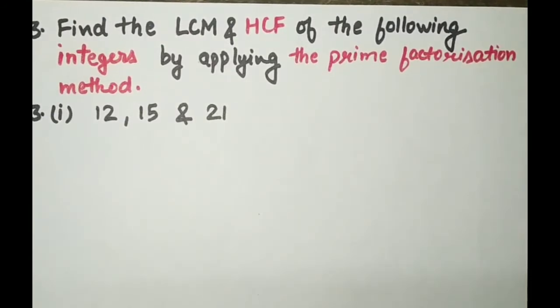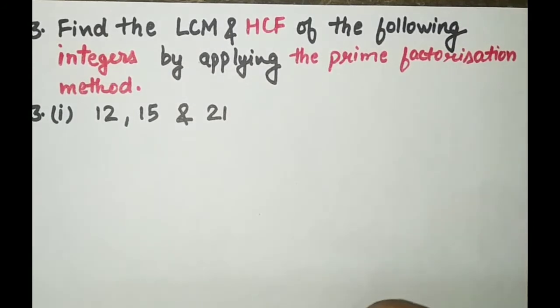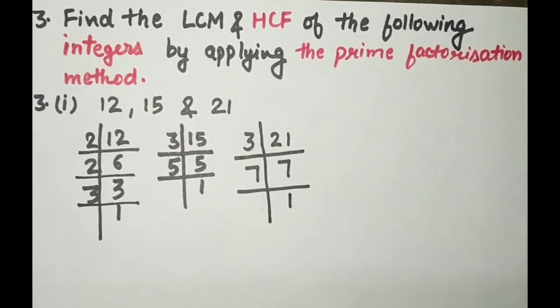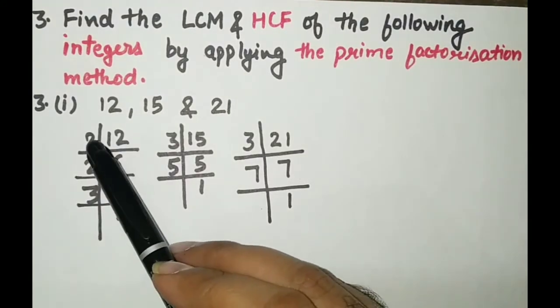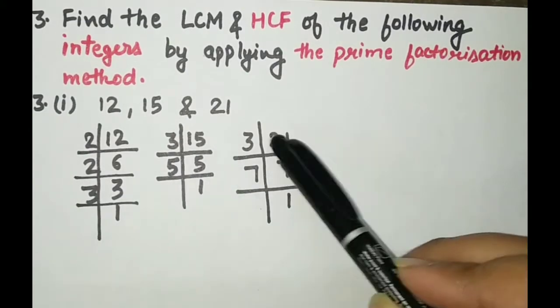Now third question is, we have to find LCM and HCF of the following integers by applying prime factorization method. First is 12, 15 and 21. We have to find prime factors of these numbers, and then we have to find LCM and HCF of these numbers together. So prime factors of 12 are 2, 2 and 3, 15 are 3 and 5, 21 are 3 and 7.